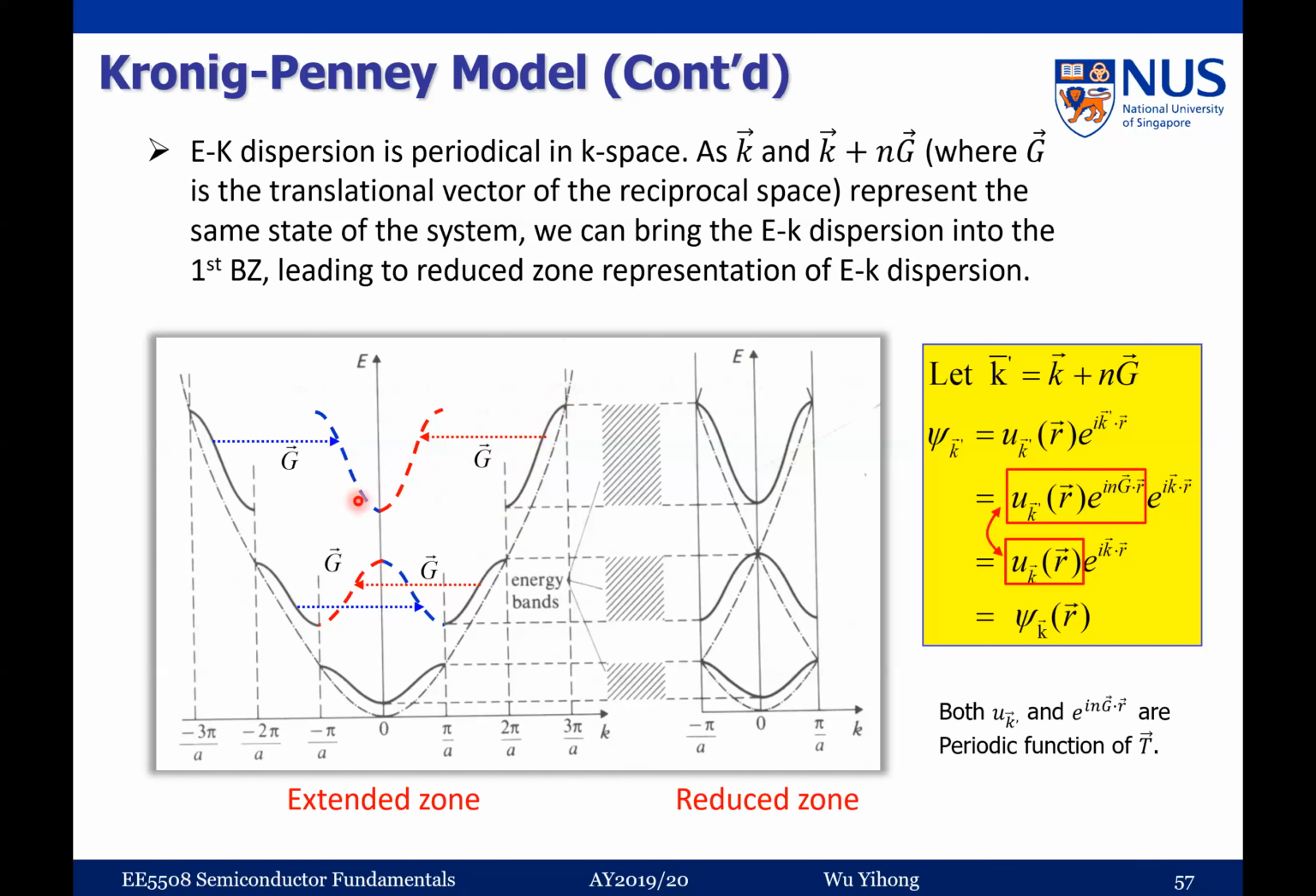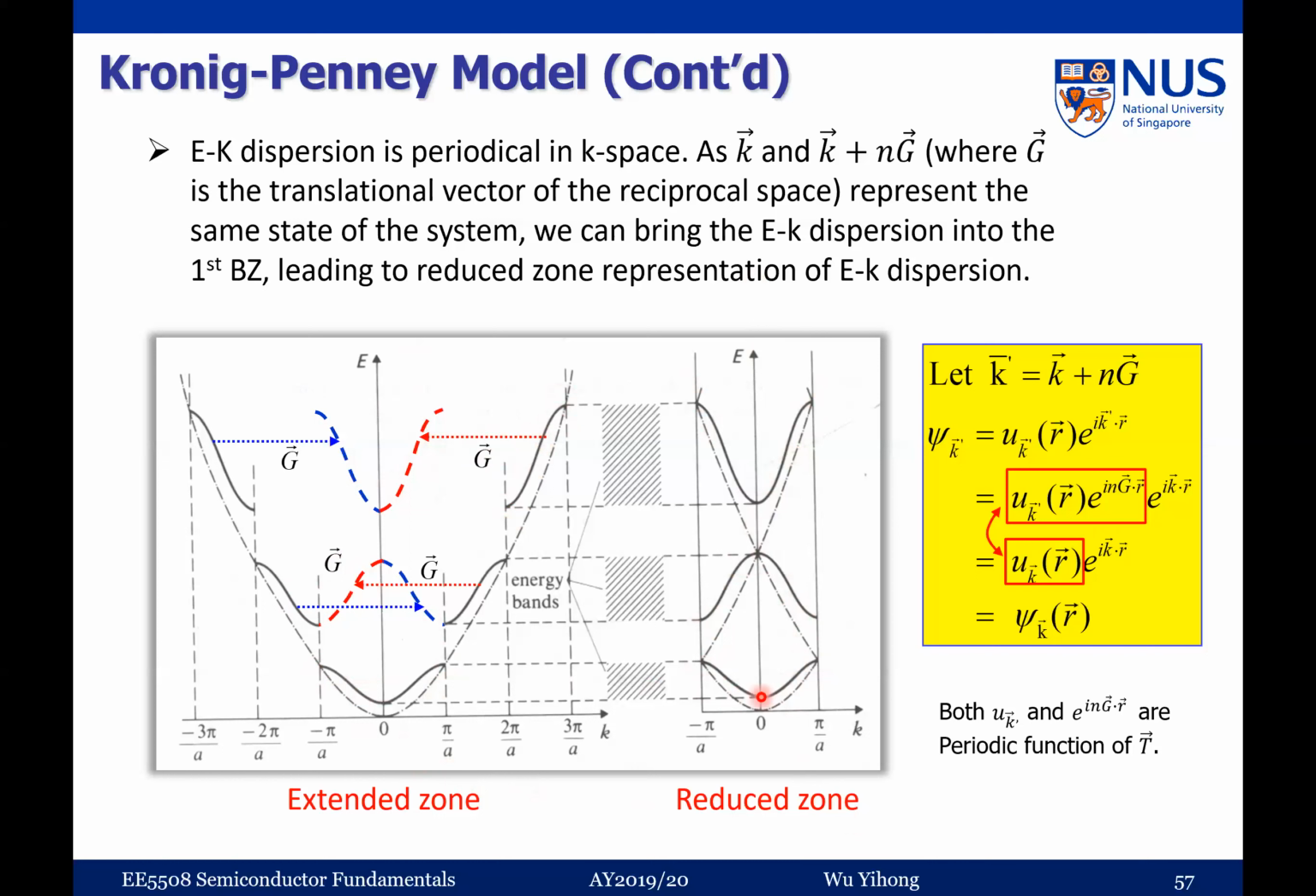So now we have this one, and this one, and this one. Together you see the reduced zone representation of the band structure. Now you can see that this is the first mini band, this is the second mini band, and this is the third mini band. You just move on, okay?